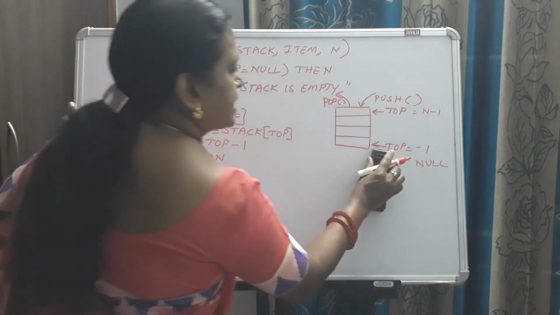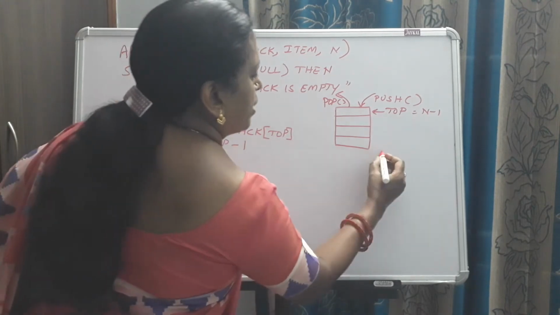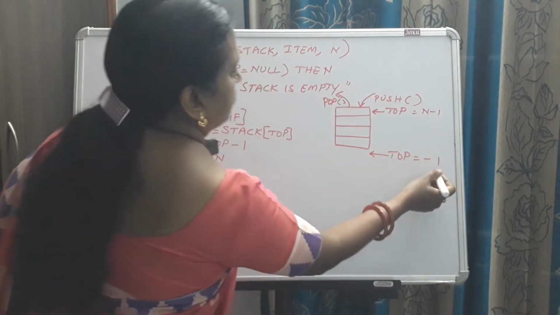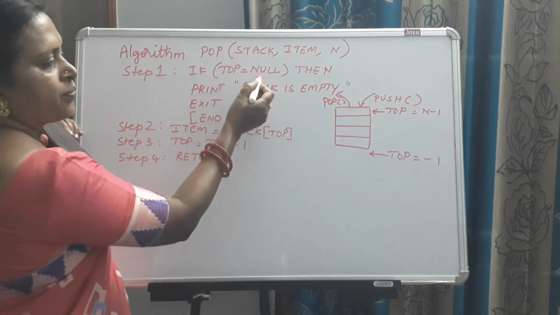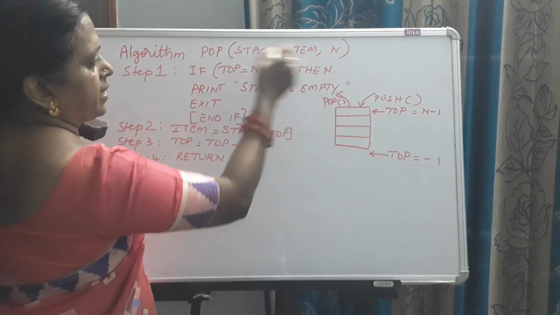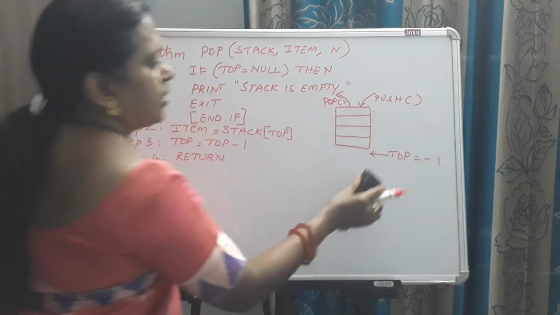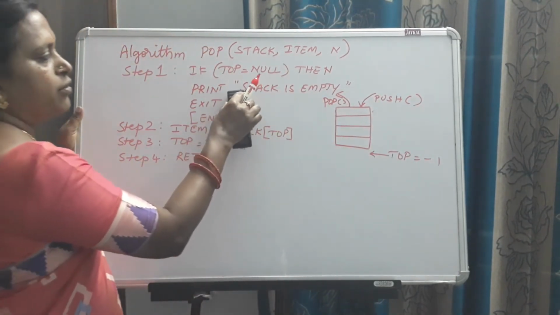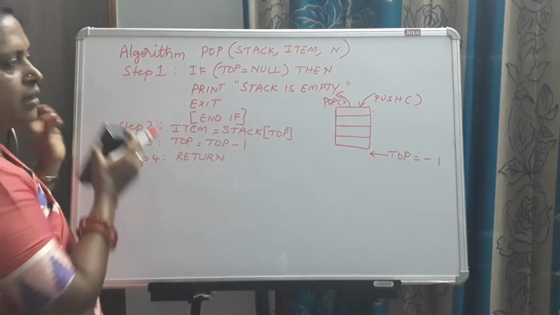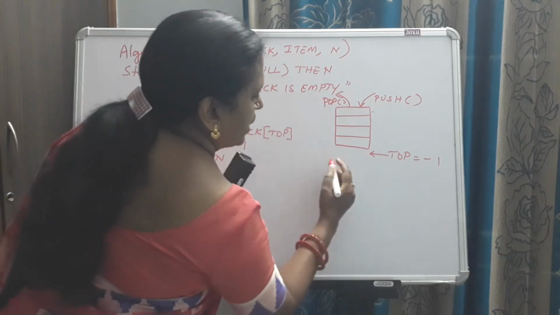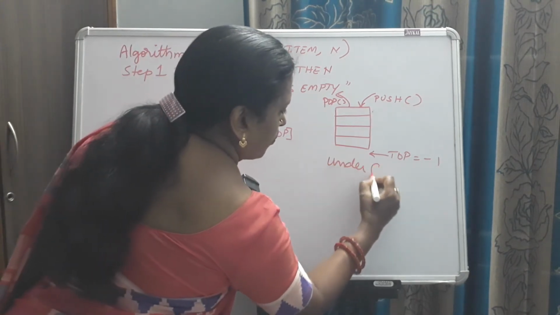So when the stack is empty, actually the top pointer will be somewhere here, which is equal to minus 1, which is nothing but null value. So first condition, we are checking whether top is null. If it is null, then we have to give a message that stack is empty, or this condition is called as underflow. It is called as underflow.